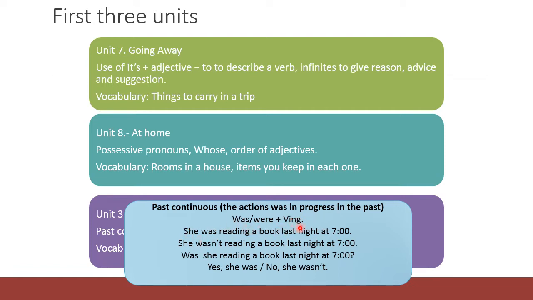She was reading a book last night at 7. This is an affirmative sentence. She wasn't reading a book last night at 7, the negative sentence. Was she reading a book last night at 7? Interrogative sentence. And finally, the short answers. Yes, she was, or no, she wasn't. This is past continuous, and remember it also has another name, past progressive. It is the same tense.